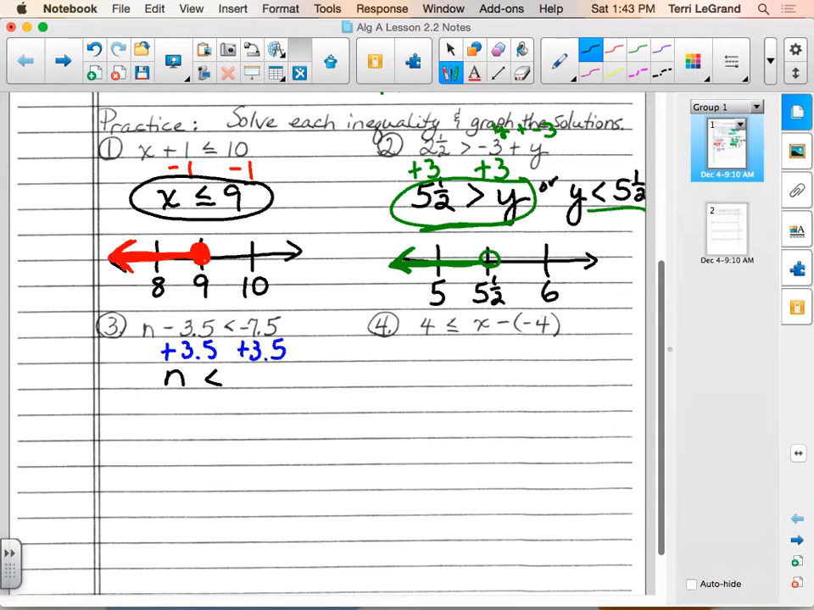I can think of that like money. It's like I owe somebody $7.50. Add 3.5, that's like paying them back $3.50. If you owed somebody $7.50 and paid them back $3.50, you wouldn't still be to the good, you'd still owe them money, and you would owe $4, so negative 4. So our solution is n is less than negative 4.